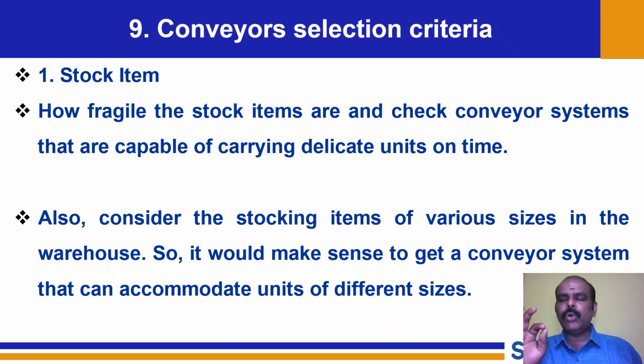If you want to transport fragile items, an appropriate conveyor has to be chosen. You can't prefer a roller conveyor. Of course, we'll discuss the types. You can't prefer unsafe conveyors for a fragile item. Why do I use the term unsafe? For a fragile component, we should go for some soft conveyors. The material should be highly soft so that it can transport very easily. So that has to be taken care of. So first is the nature of the stock item, that is fragility.